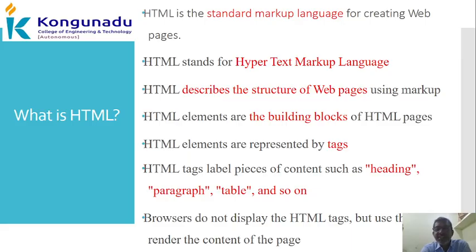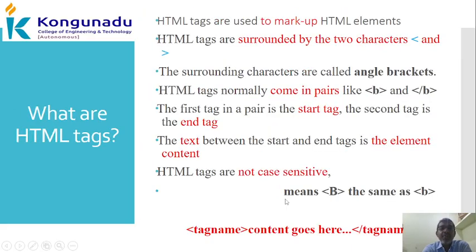So it is represented by tags. We have a lot of content, like heading, paragraph, table. Whenever we create a web page, we can use these heading, paragraph, table, and so on. Okay. So how we can use this: it is surrounded by two characters, the angle brackets, an open and a close.